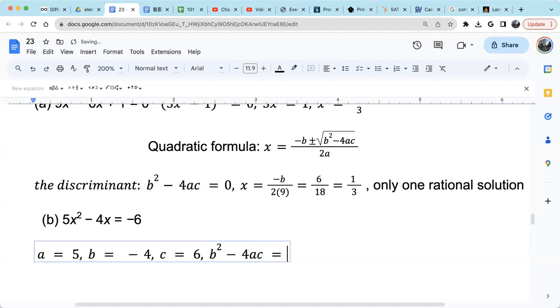So b squared minus 4ac, we get b squared, which is negative 4 squared, which is 16, minus 4 times a, which is 5, times c, which is 6. 4 times 5 is 20. 20 times 6 is 120. So 16 minus 120, we can think of as negative, 120 minus 16 with the negative outside. 120 minus 16 is 104. 104 can be simplified, equals negative 4 times 26.